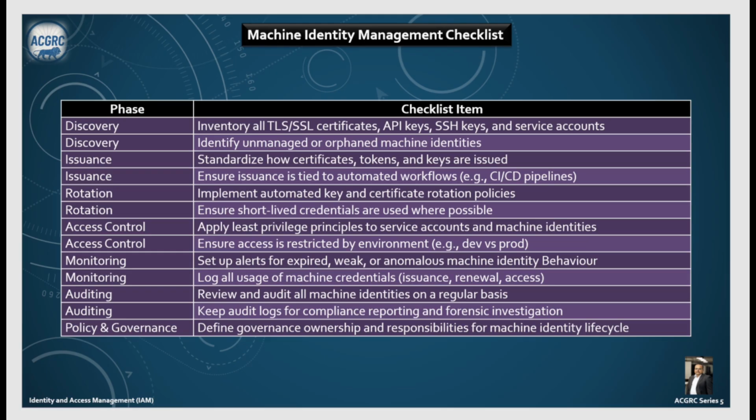From the discovery phase, the first step is to inventory all TLS, SSL certificates, API keys, SSH keys, and service accounts, and identify unmanaged or orphaned machine identities. Once done, you standardize how certificates, tokens, and keys are issued. Then ensure issuance is tied to an automated workflow.